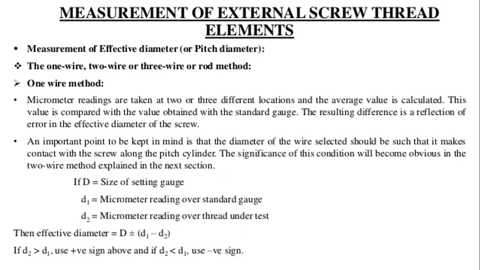Next, you have to take the micrometer readings at 2 or 3 locations. You can take up to 3 points, that is, 3 different locations, and the average value is taken into consideration. So you have to take the average value, not the best value.